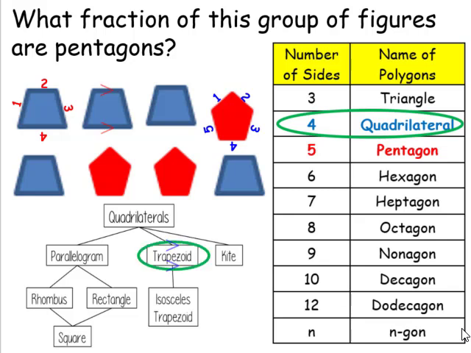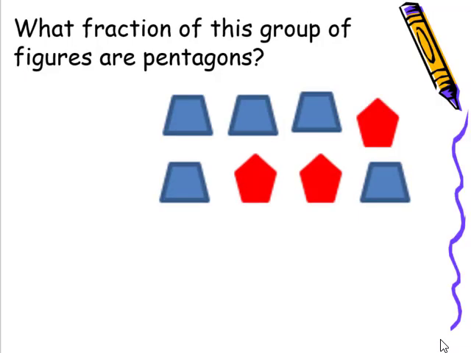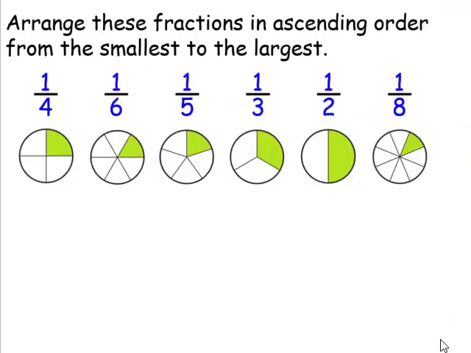The figures in blue are trapezoids because they have exactly one pair of opposite parallel sides. The fraction for this particular group would be, since we have 3 pentagons to a total of 8 shapes, it would be 3/8. In previous lessons, we compared fractions, finding which one's the smallest to which one's the largest, and writing things in ascending or descending order.